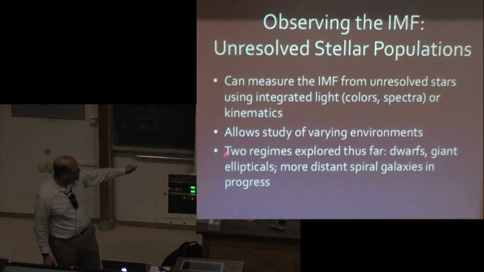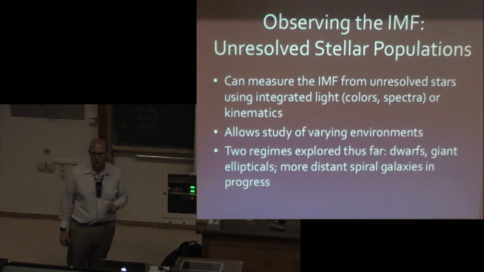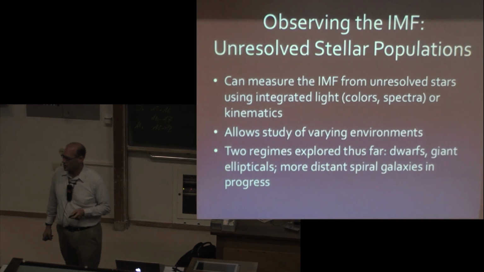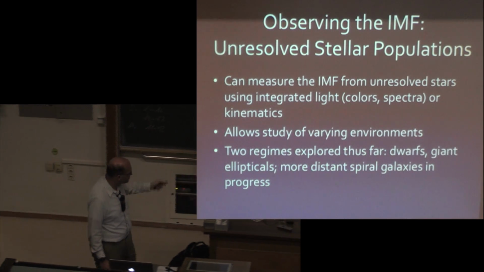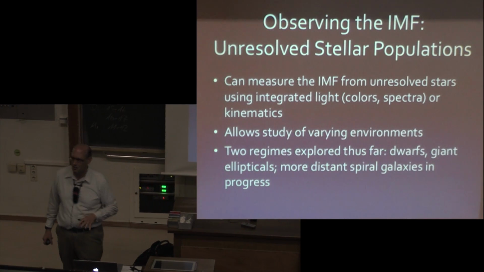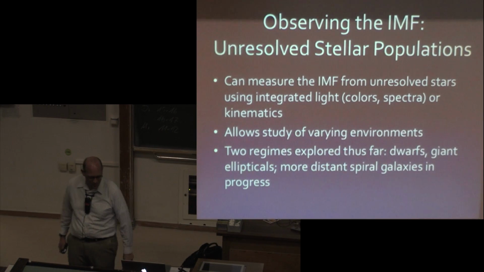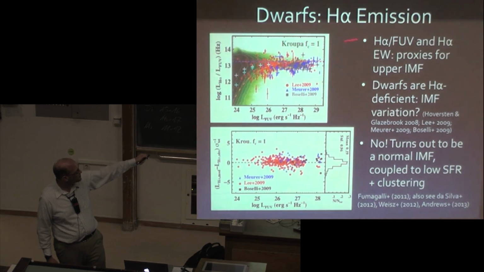So far there have been two regimes that have been explored fairly well using integrated light. One is dwarf galaxies, and the other is giant ellipticals. More distant spiral galaxies are coming, but they're going to take a little longer. All right, let's talk about the dwarfs first.